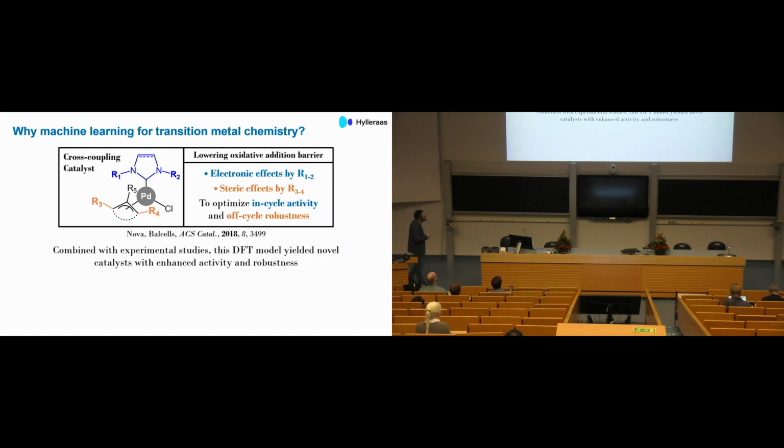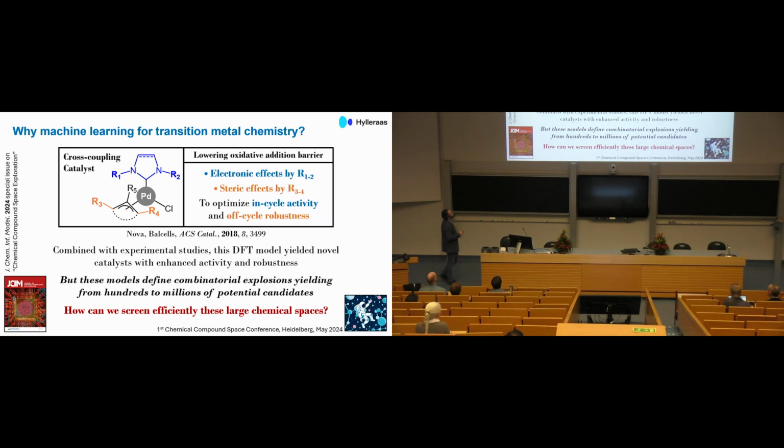robustness. But the problem with these models is that very often they define combinatorial explosions that can yield from a few hundred to a few million catalyst candidates. So the main interest here in machine learning is how to explore these large chemical spaces. For this, we've been working in this field for about 5 years now, and we've done a lot of work on predictive machine learning, basically using deep graph learning. But this is, again, predictive machine learning.